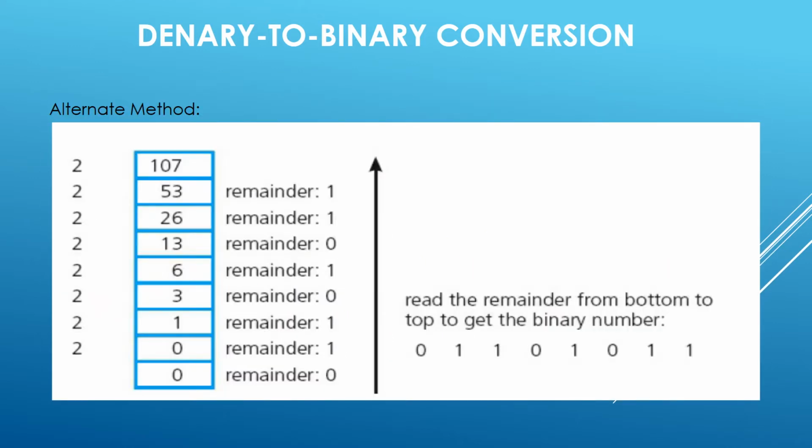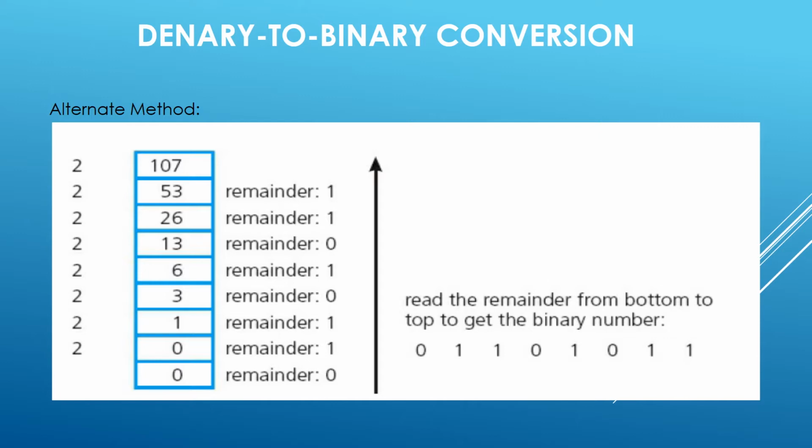To convert a denary number into an equivalent binary number, we have an alternate method that is known as the remainder method. For example, we have a denary number 107 and we are asked to convert it into an equivalent binary number. So we will divide it by 2. 107 when divided by 2, we'll write the quotient and remainder in parallel. So we got 53 in quotient and 1 in remainder.